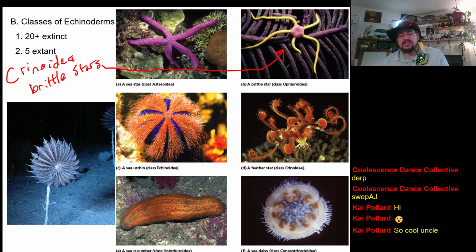This is the echinoderm that we find as far back in the fossil record as is possible. We find echinoderm crinoid fossils going back 500 million years. 500 million years. So Crinoidea is the most ancient of the echinoderm classes.